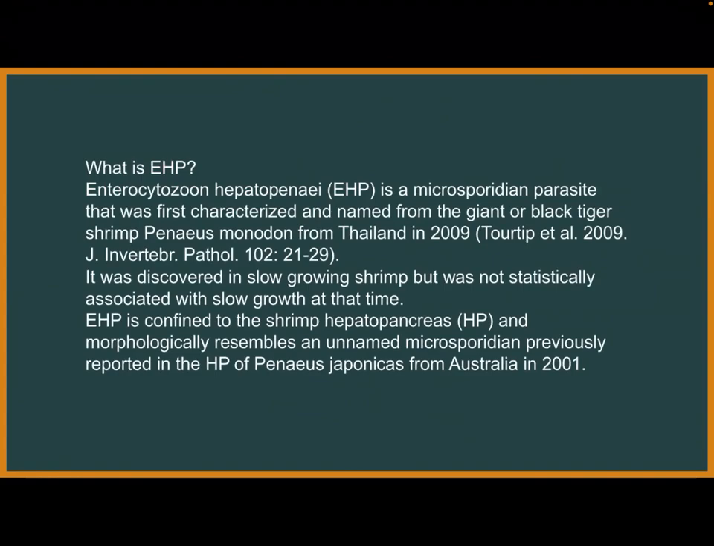Enterocytozoon hepatopenaei, also known as EHP, is a microsporidian parasite that was first characterized and named from the giant or black tiger shrimp Penaeus monodon from Thailand in 2009. It was discovered in a slow-growing shrimp but was not statistically associated with slow growth at that time. EHP is confined to the shrimp hepatopancreas or HP and morphologically resembles an unnamed microsporidian previously reported in the HP of Penaeus japonicus from Australia in 2001.